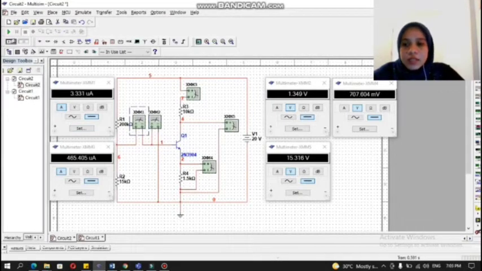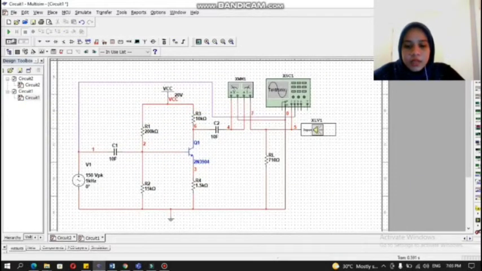Next is the AC circuit. In this circuit we use 5 resistors: R1 is 200 kilo ohm, R2 15 kilo ohm, R3 10 kilo ohm, R4 1.5 kilo ohm, and RL is 710 ohm. For the capacitors, we considered putting the same value, which is 10 farad.